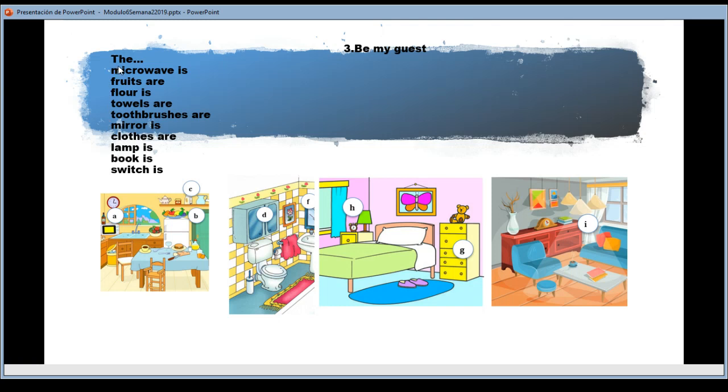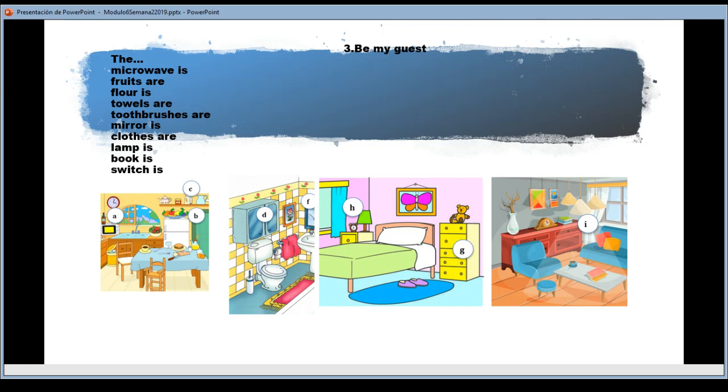Okay, so make a list of these things that you have on the pictures and then write them down. For example, the microwave, the fruits, the floor, the towels, the toothbrushes, the mirror, the clothes, the lamp, the book, the switch. Now, the next thing that is important is that you identify the verb be you will need to use with this word. Remember, if it is singular, you will use is. If the word is in plural form, you will use are.